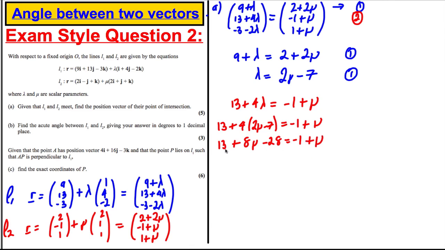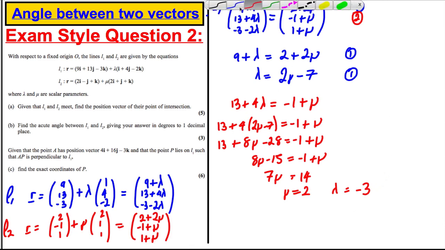I could combine these, so 13 subtract 28 is negative 15, so 8 mu subtract 15 is equal to negative 1 plus mu. Take away mu off both sides, 7 mu, add 15 to both sides would be 14, so mu would be 2. If mu was 2, lambda up here would be 2 times 2, which is 4, take away 7, which is negative 3. Now, if that was the case, let's check it does work.